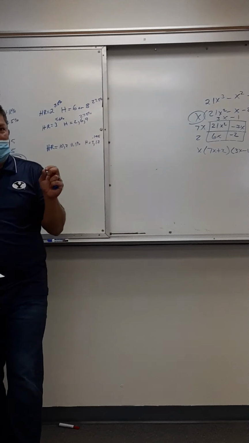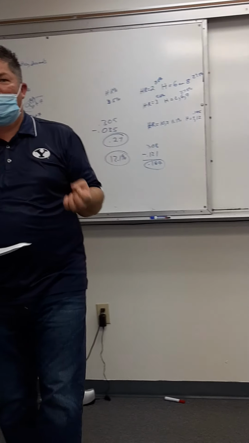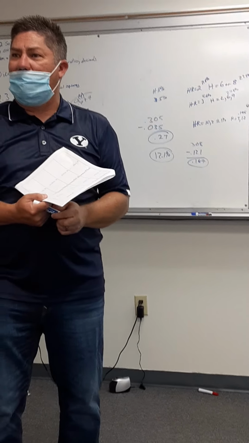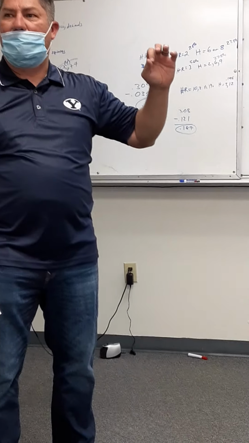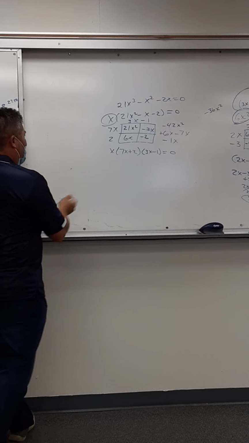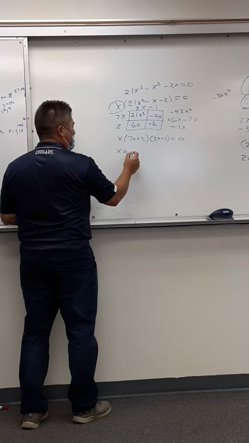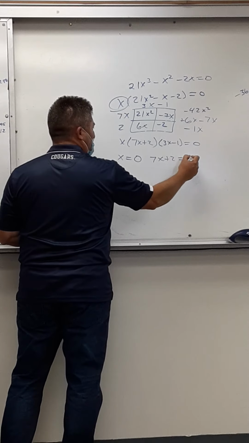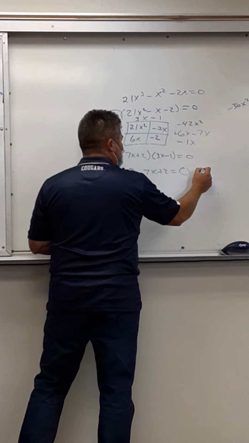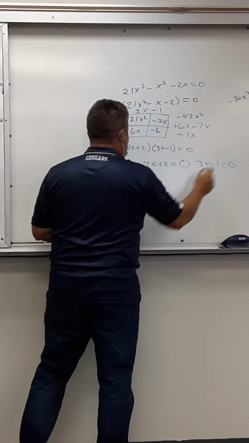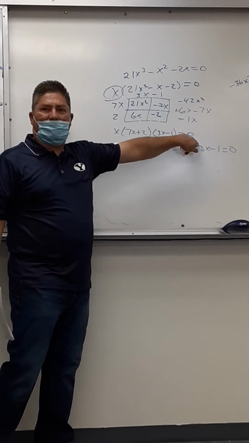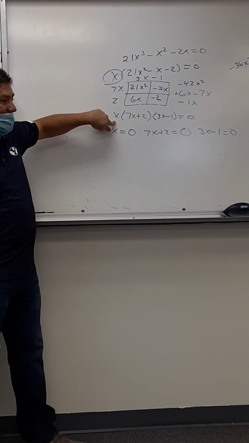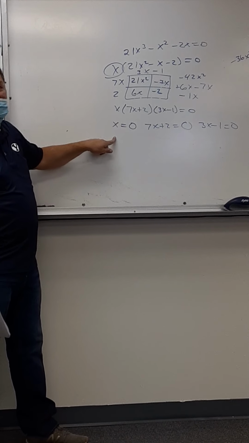Now, this is the tricky part. How many factors are there that I need to set equal to 0 on this one? 3. And I knew that even before I started because it was x what? Cubed. So I need to say x equals 0. This is 7x plus 2 equals 0. And this is 3x minus 1 equals 0. That x just doesn't divide out. It is a factor. If it was just a number, I could divide it out. But if it's an x, I have to set it equal to 0.